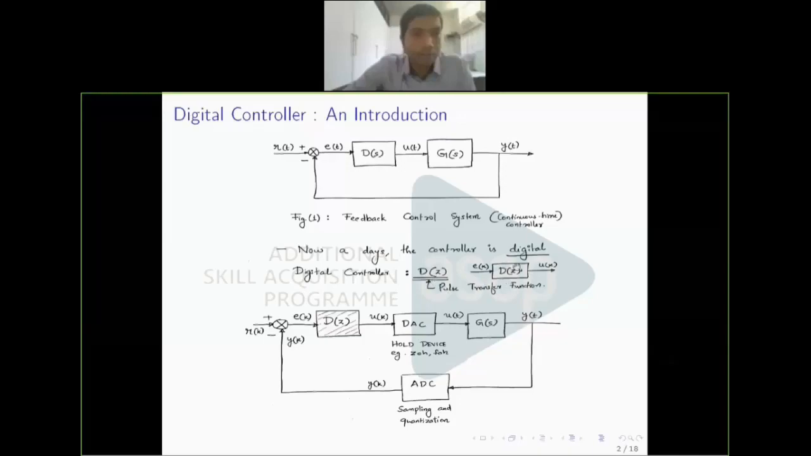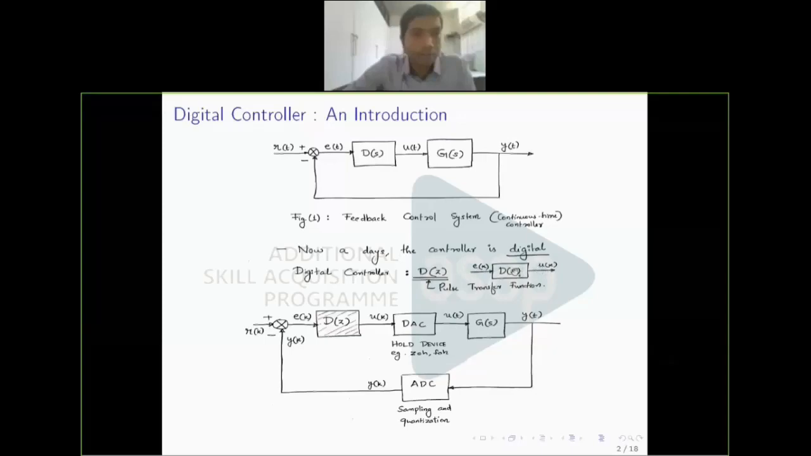So if you look at digital controller D of Z like this, it can take in E of K, where K is sampling instances, or it depends upon the sampling period of the processor. So it takes in signals at those periods and outputs the signals at that particular period, or in digital. So it takes in digital input and gives digital output. So that is how you can implement a digital controller.